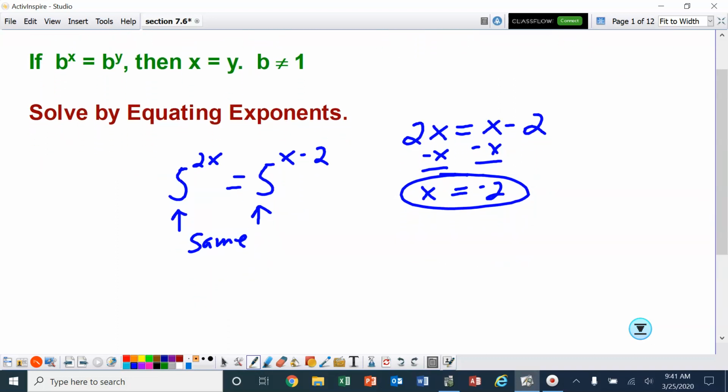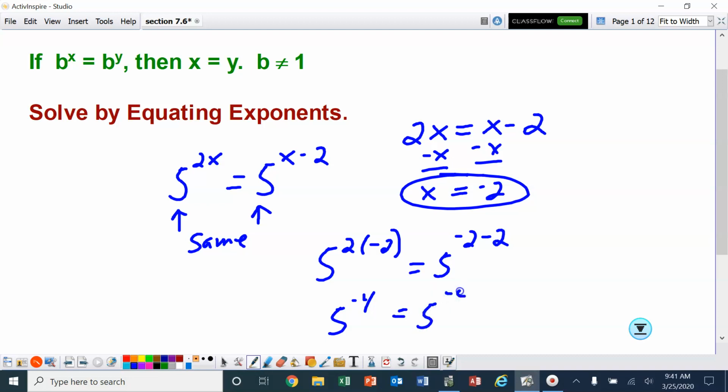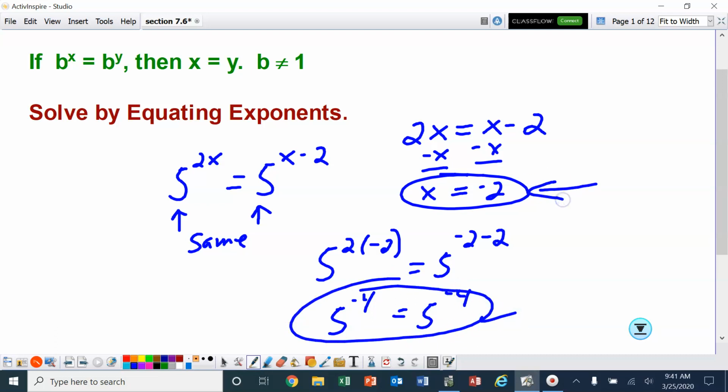Now, just to check it, I'm going to plug that back in. If I plug that back into x, 2 times -2 is -4, so that's 5 to the -4 power. And -2 minus 2 would also be -4. They are definitely equal to each other. So -2 is the correct answer.